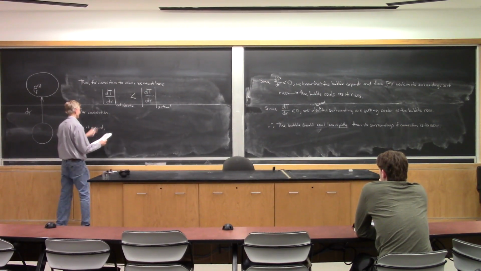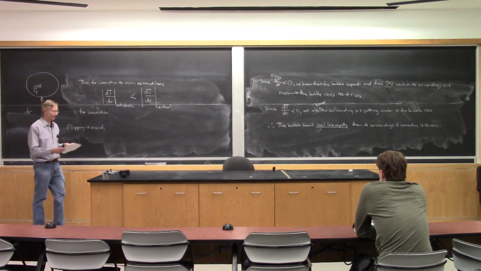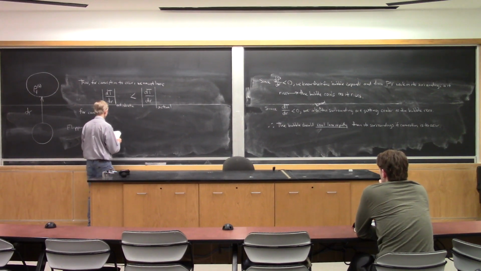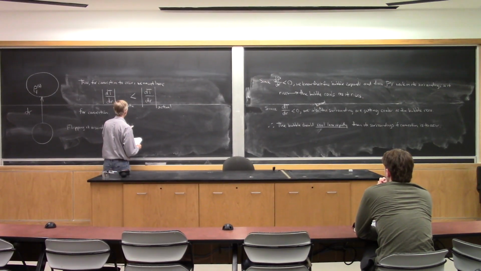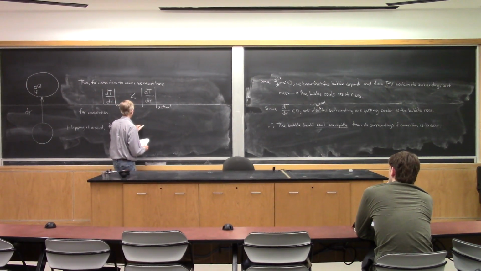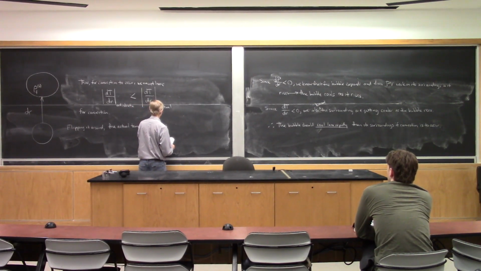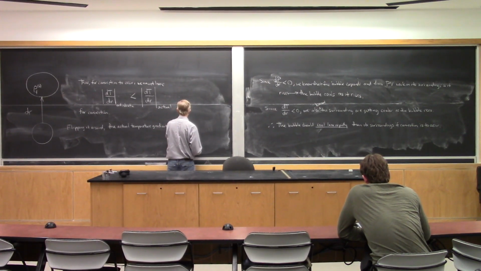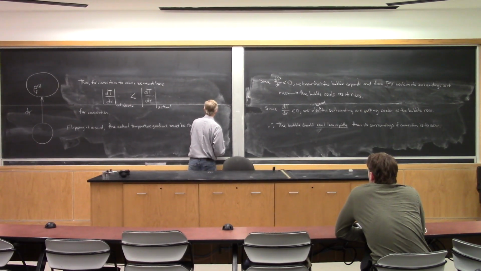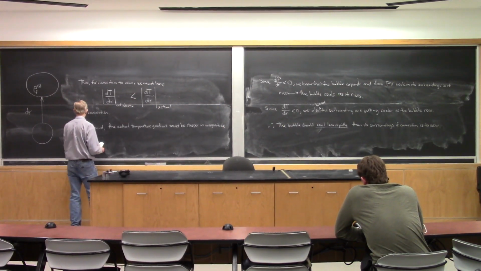Flipping it around, because I accidentally put adiabatic and actual in that order. In my notes, I have it in the other order with a greater than sign. So flipping it around, the actual temperature gradient must be steeper in magnitude than the adiabatic temperature gradient.